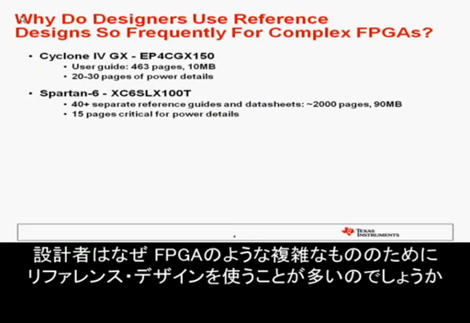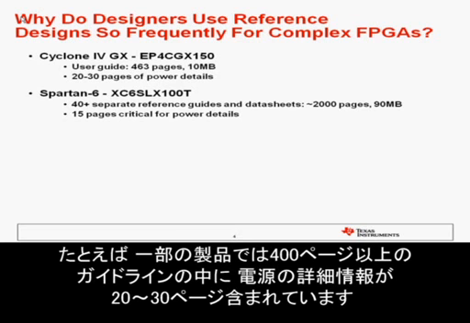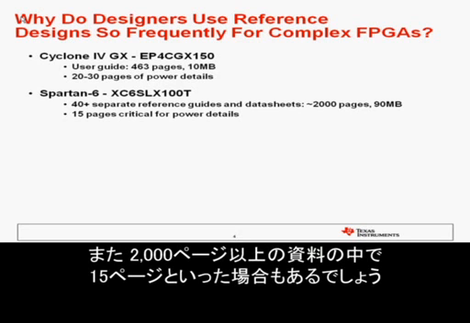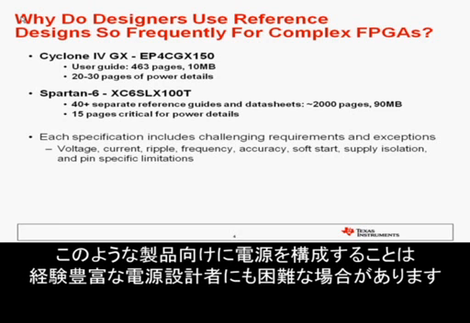Why do designers use reference designs so frequently for complex things like FPGAs? Well, I think the answer comes in the fact that they have very complicated power requirements. For example, some of the parts have 20 or 30 pages of power details mixed in amongst over 400 pages of other guidelines, or maybe it's 15 pages mixed into over 2,000 pages in a document. And so even for experienced power supply designers, configuring the power for parts like these can be difficult.